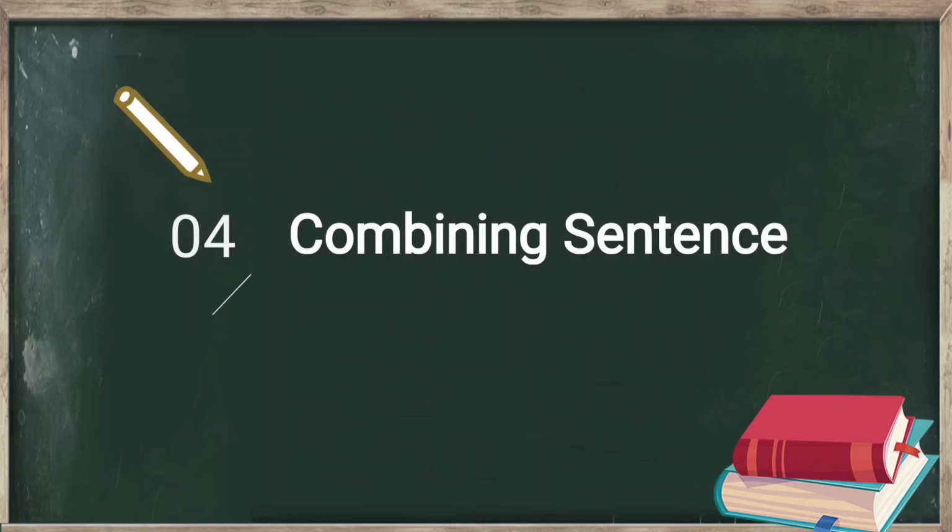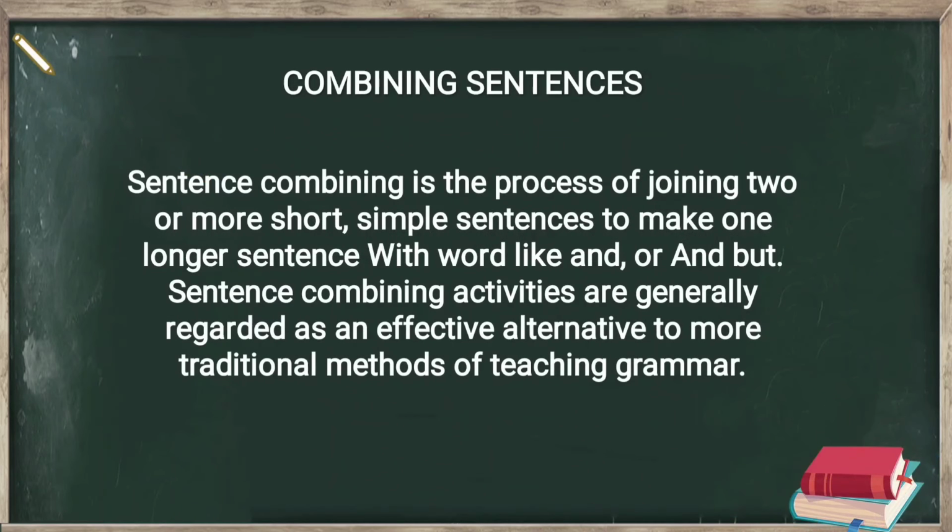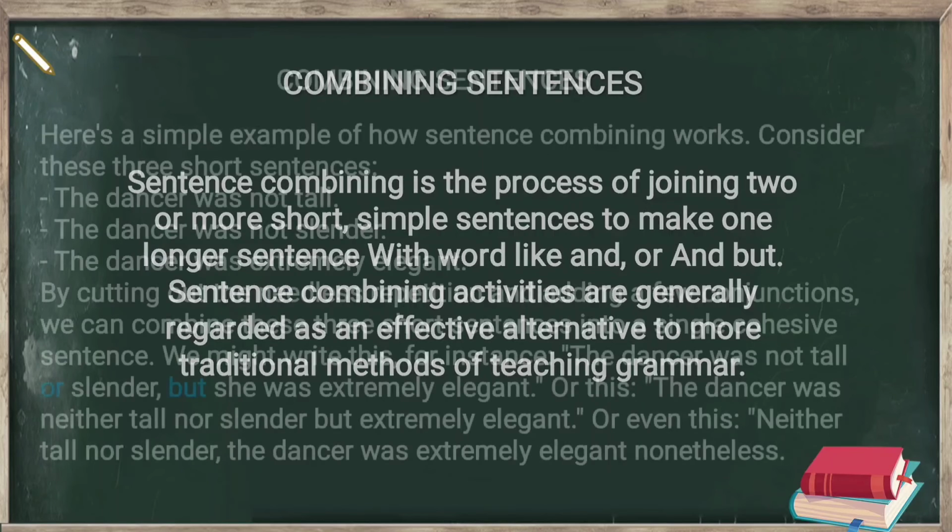And the next is combining sentences. Sentence combining is the process of joining two or more short, simple sentences to make a longer sentence with words like and, or, and but. Sentence combining activities are generally regarded as an effective alternative to more traditional methods of teaching grammar.